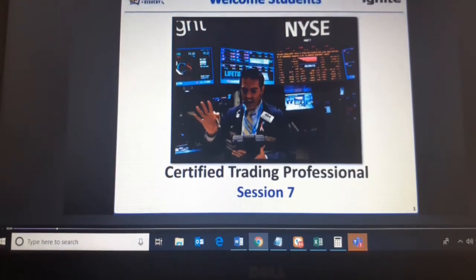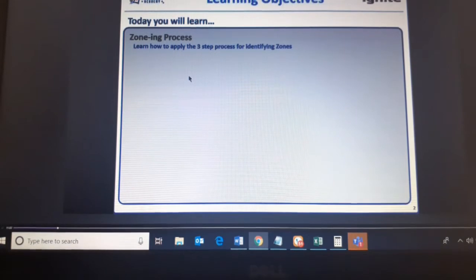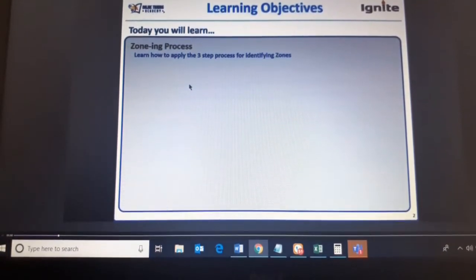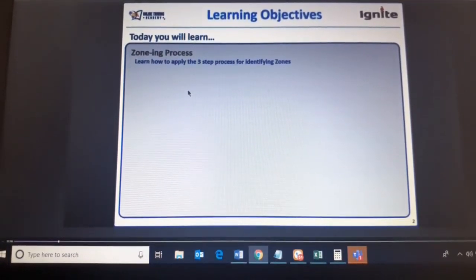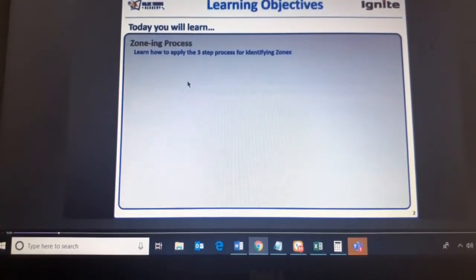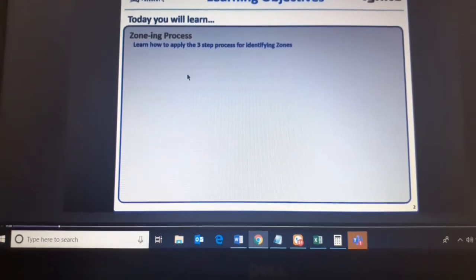So now let's start with the zoning process. Learn how to apply the three-step zoning process. Implications of tested zone: we are not going to take a trade on a tested zone. Simple. We are going to take a trade only on a fresh zone. You can go as far as you want, unless and until you get a demand zone closer to your current market price.